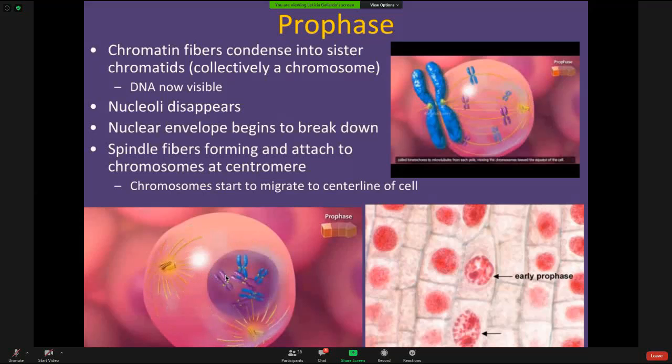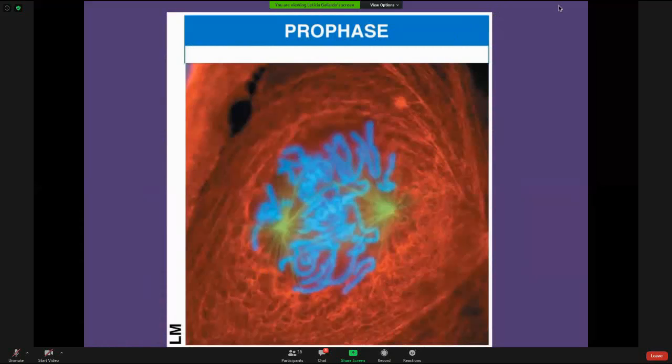Sister chromatids come together. And by the end of prophase, all of your sister chromatids are going to have mitotic spindle attached to it. And notice how spindle is going to come from either end and attach to those sister chromatids at their centromere, that little waist part of the chromosome, the invaginated part. Good? So prophase.